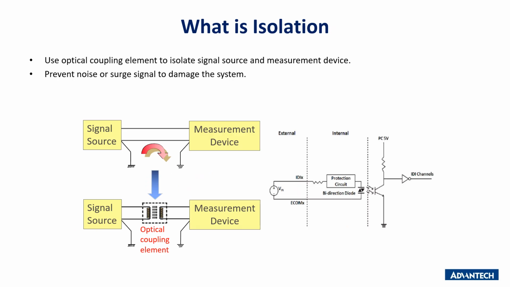So what is isolation? Isolation is a kind of circuit design. It uses an optical coupling element to isolate the signal source and the measurement device, as in the left-hand side picture. This design can prevent noise or surge signals from damaging the system.